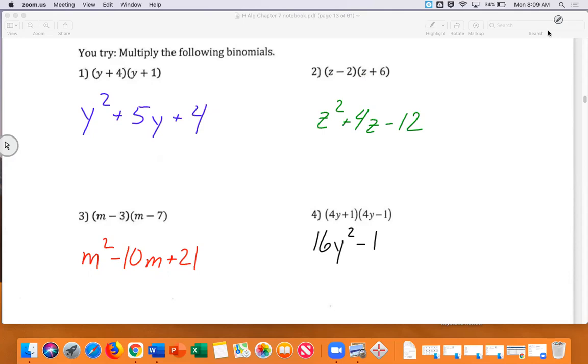Are you guys okay with the methods? Did you find one that worked best for you? Whether it's the box method or the FOIL, it doesn't really matter to me. I'm not a big fan of FOIL. It's just a way to name it. I kind of like thinking of it as distributing, or the box method.